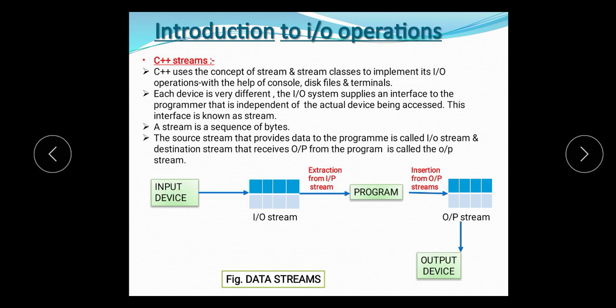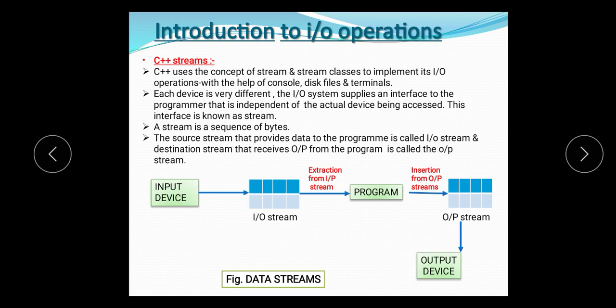A stream is nothing but an interface between the actual device and the programmer. A stream is a sequence of bytes between the input output device and your program. Now there are two types of stream: the input stream, which is the source stream, and the output stream. Then what is the input stream and what is the output stream?